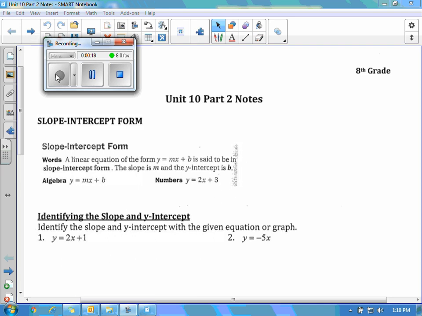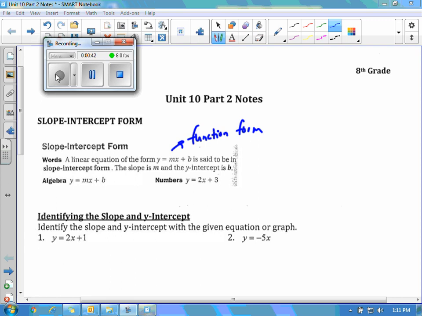So I copied and pasted out of the book what slope-intercept form is. It's a linear equation of the form y equals mx plus b. It's said to be in slope-intercept form. The slope is m and the y-intercept is b. So if you look at y equals mx plus b, it looks a lot like function form, which we practiced in Unit 9. And that's why we did that, to get us ready for slope-intercept form.